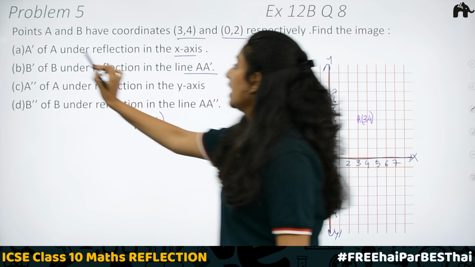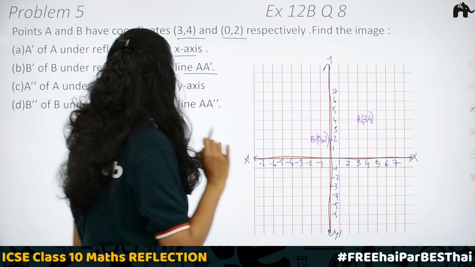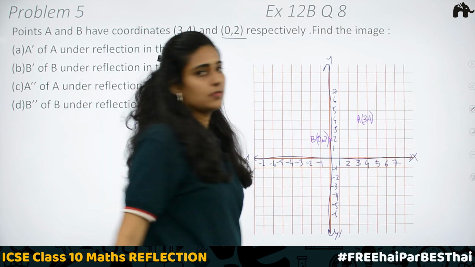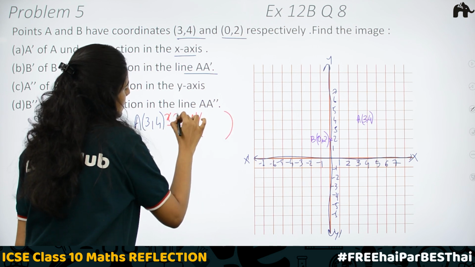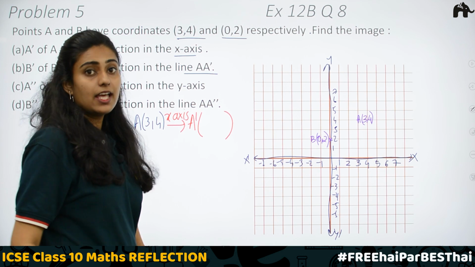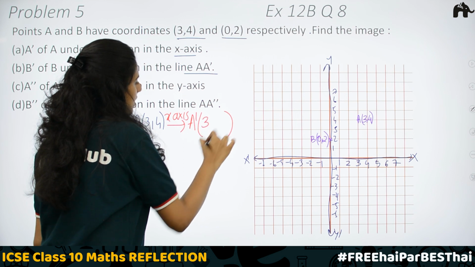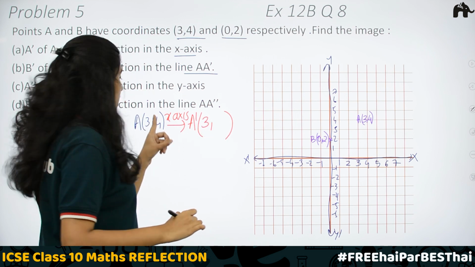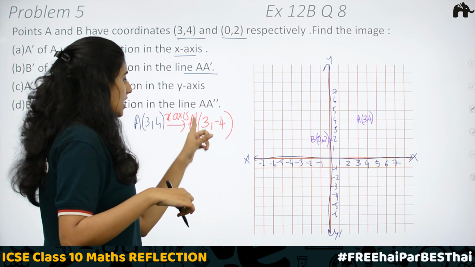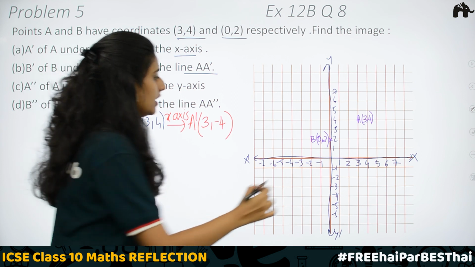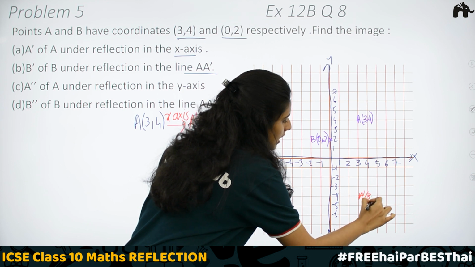Now, the first question, A dash of A under reflection in the x-axis. Reflection is happening in the x-axis. We need to find the coordinates of A dash. When the reflection is in the x-axis, what change happens? The x coordinate remains same, sign of y coordinate changes. Here the x coordinate is 3, sign of y coordinate should change, 4 becomes minus 4. Let us mark this point A dash, 3, minus 4 on the graph. Here we have 3, this is minus 4. Okay, A dash, 3, minus 4.